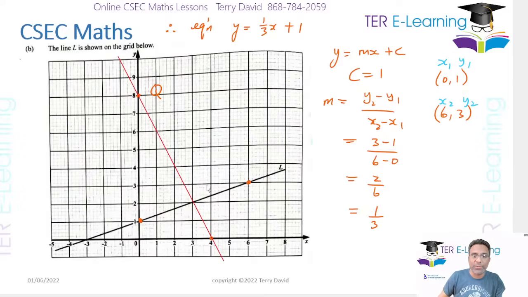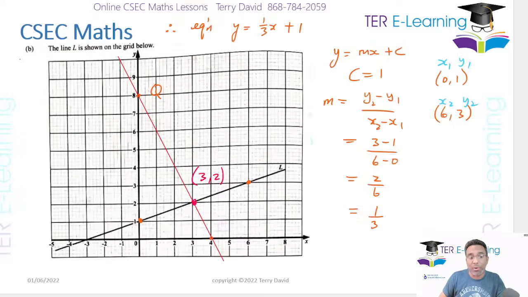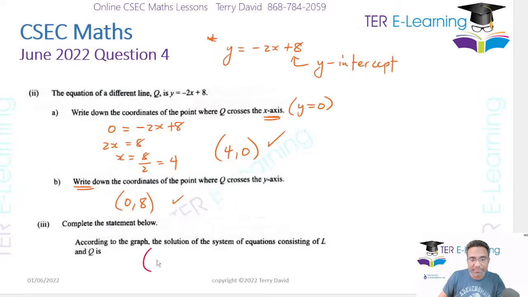Now, if you notice something here, those two lines intersect at a particular point. They're intersecting here, at this point, which is (3, 2). So when they ask you, according to the graph, the solution to the system of equations L and Q, all you're going to do is tell them that coordinate. You're going to say (3, 2). That's all they wanted there.